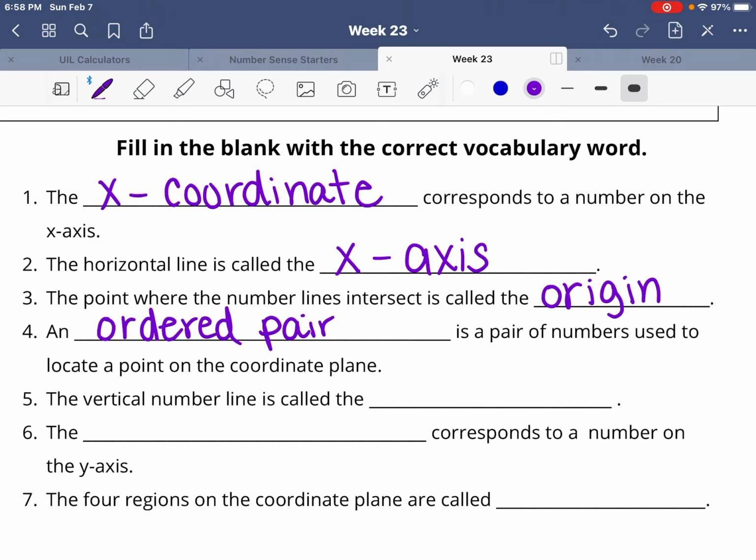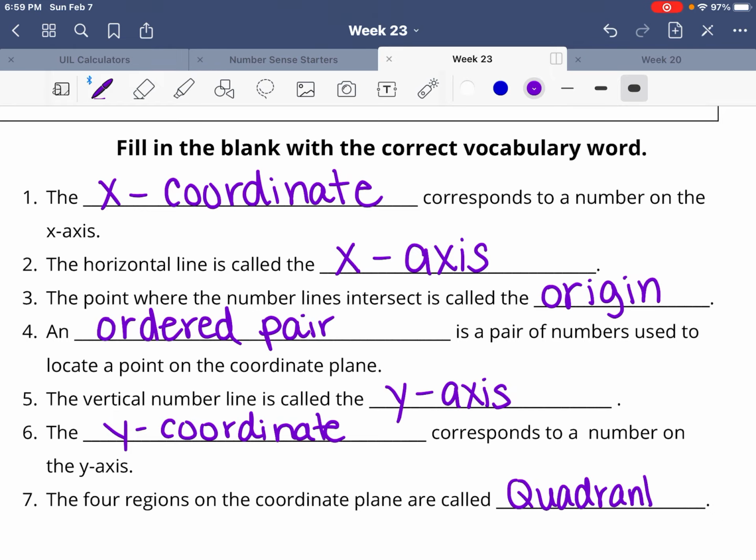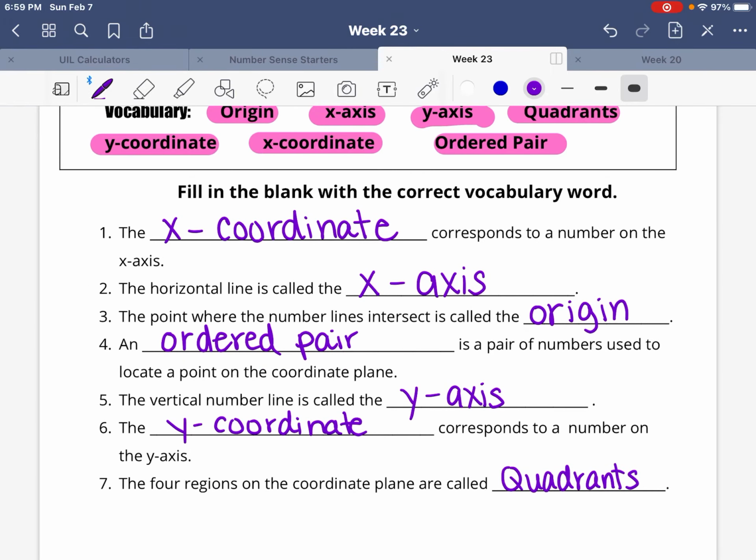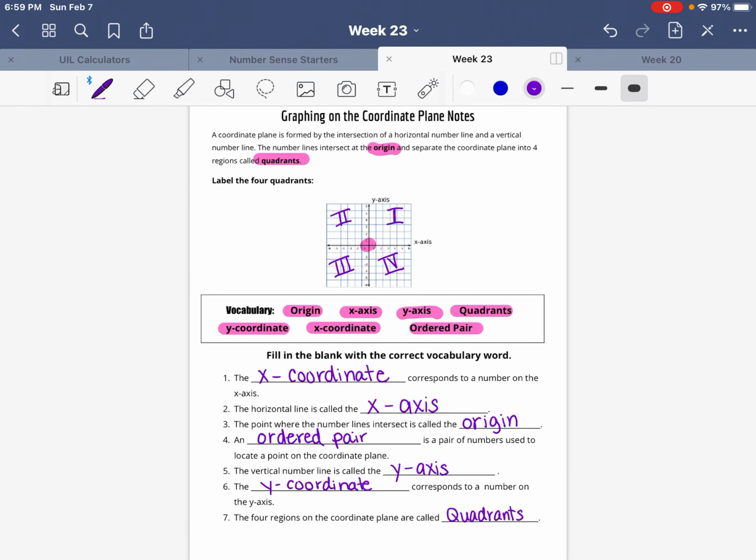Okay. The vertical number line is called the y-axis. The y-coordinate corresponds to a number on the y-axis. The four regions of the coordinate plane are called quadrants. Okay, hopefully you've watched the Math Antics video about this, so this isn't all new information to you. But those are things you're going to need to know for this unit.